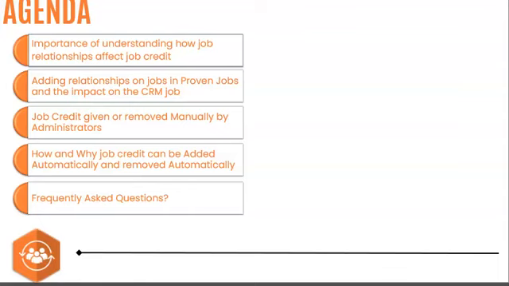Lastly, we will cover off some frequently asked questions on job credit and what factors can affect a job to not get credit to a salesperson when the job syncs from Proven Jobs to the CRM.